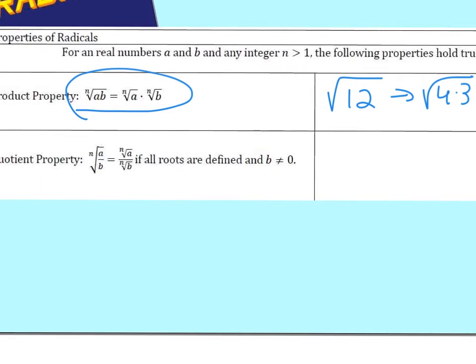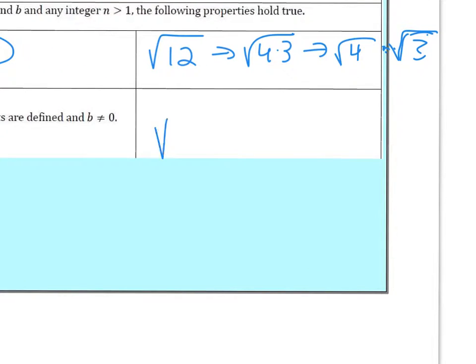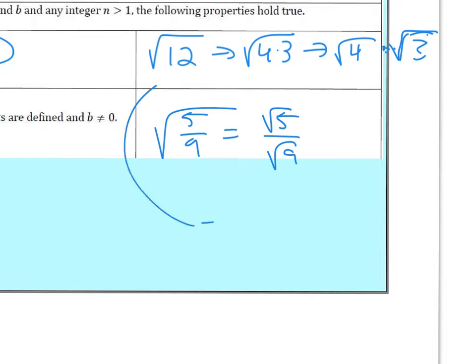The second piece is this: if I've got an entire division problem under the square root, I can break it apart and take the square root of the top and the square root of the bottom. So if I've got the square root of 5 over 9, I can take that as the square root of 5 over the square root of 9. These are a couple of big rules that you want to remember because they're going to come in handy when it comes to simplifying and solving.